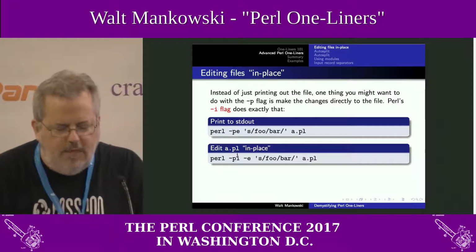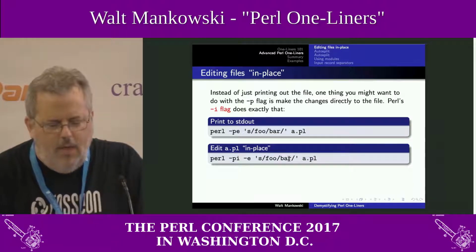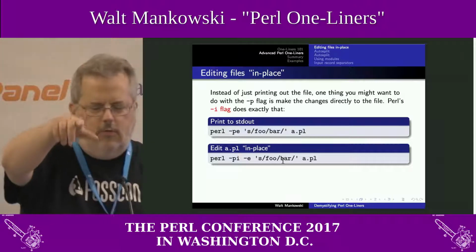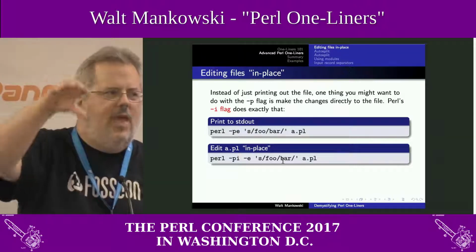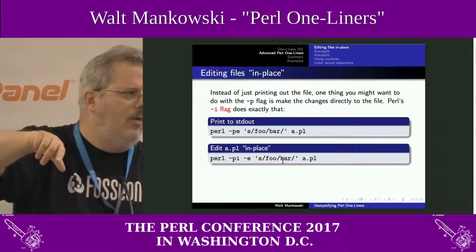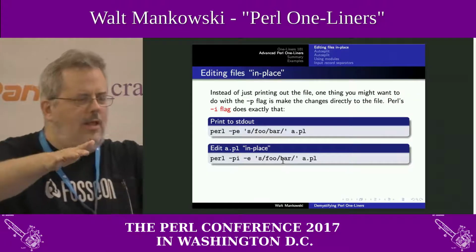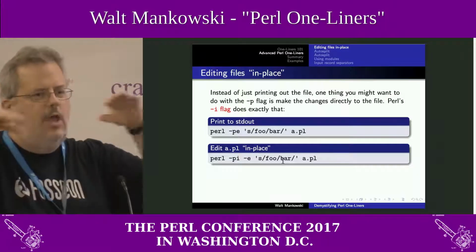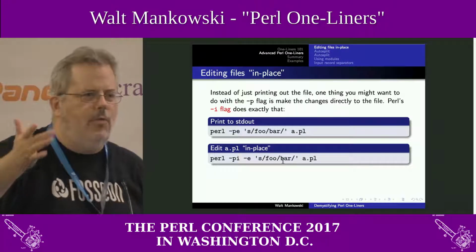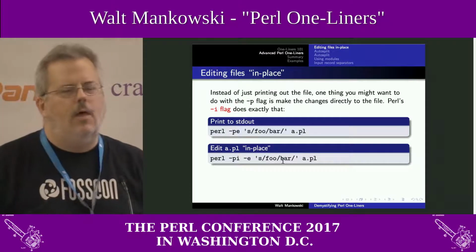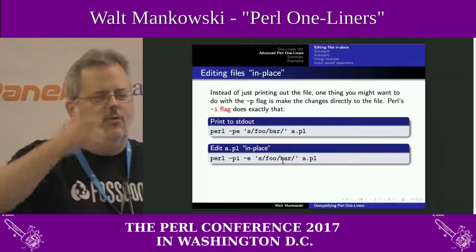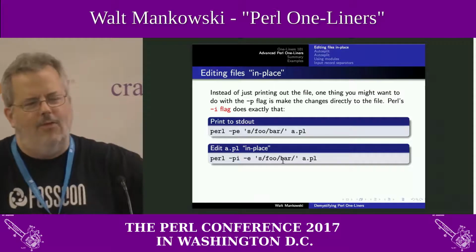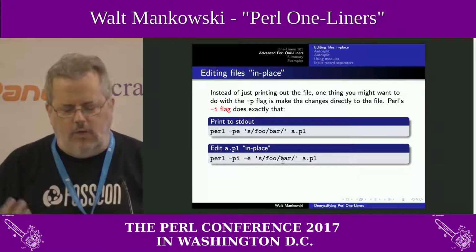if you add the -i flag with it as well, then it will change all the occurrences of foo to bar and then save it back into a.pl. So whatever was in a.pl before gets clobbered, and the new version has all the occurrences of foo changed to bar. This is really useful if you're doing things like changing a copyright notification, or you decide you have a whole bunch of code where you want to change all the names of the variables from something to something else. It's really useful for that.